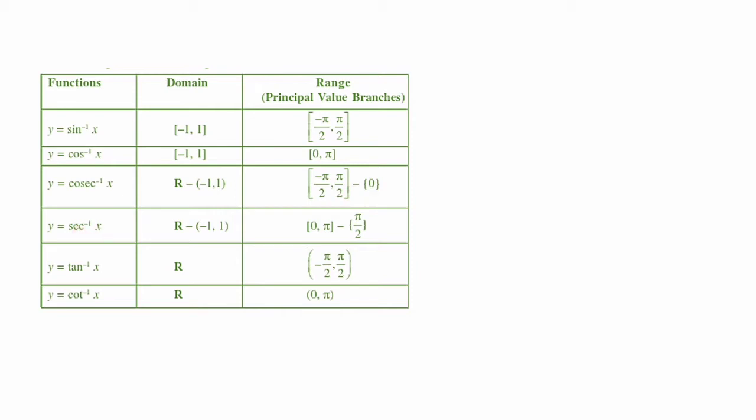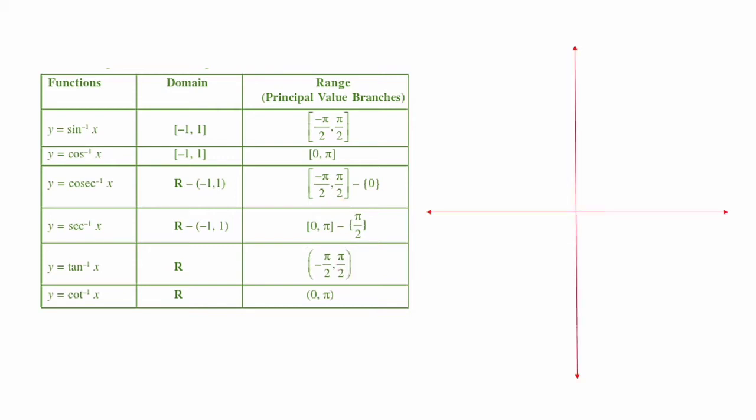For sec inverse x, domain is R minus open interval minus 1, 1. Range is closed interval 0, pi, excluding pi by 2. For tan inverse x, domain is R and range is open interval minus pi by 2, pi by 2. For cot inverse x, domain is R, range is open interval 0, pi. In the previous class, we have discussed a trick for recalling this range.